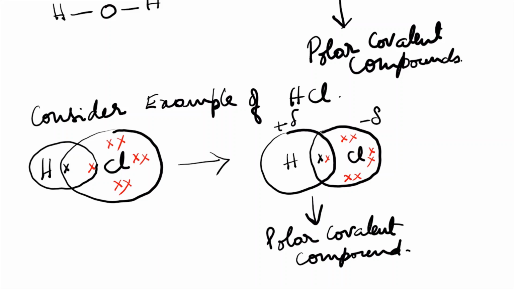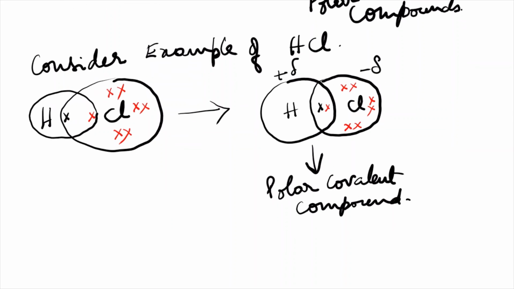Okay, so polar covalent compounds, though they are covalent compounds, have slight charge separation, similar to an ionic compound. In an ionic compound, the ionic bond is formed between oppositely charged ions. But here, in covalent compounds, because of the electron affinity of one of the atoms, the shared pair of electrons is pulled closer towards one of the atoms, and it develops a partial negative charge.